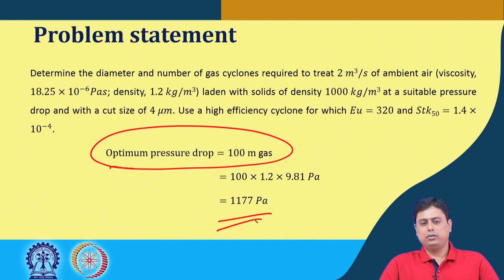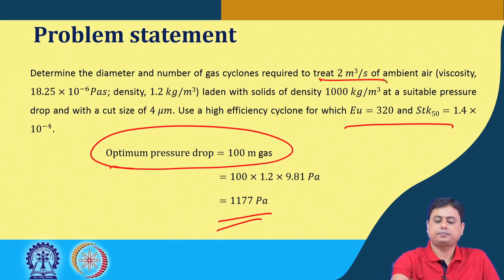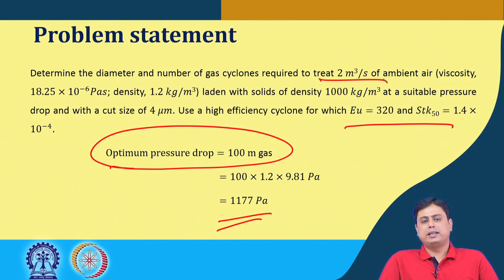For that, the cyclone separator that we will be using has the characteristic numbers: the Euler number of 320 and Stokes number of 1.4 into 10 to the power minus 4. So, the question is, what would be the diameter of our cyclone separator and how many of them, having this Euler number and Stokes number, we will be using to clean this 2 meter cube per second of particle laden gas of cut size 4 micron. So, this is the problem statement, and let us see how we solve such a problem.